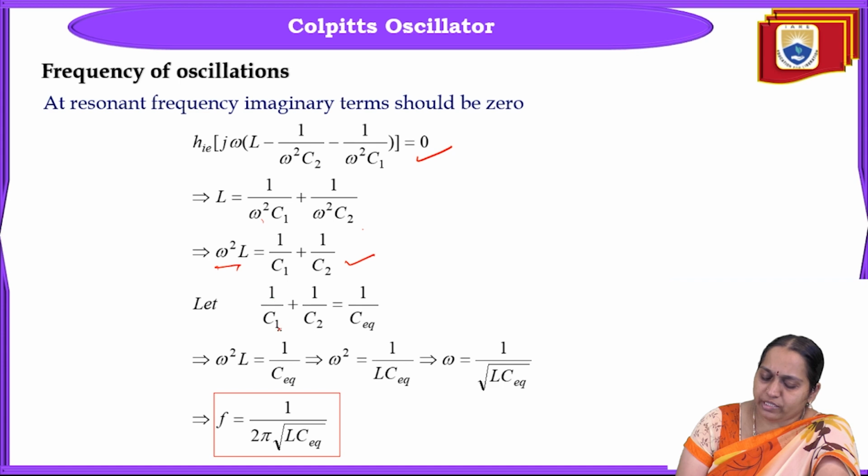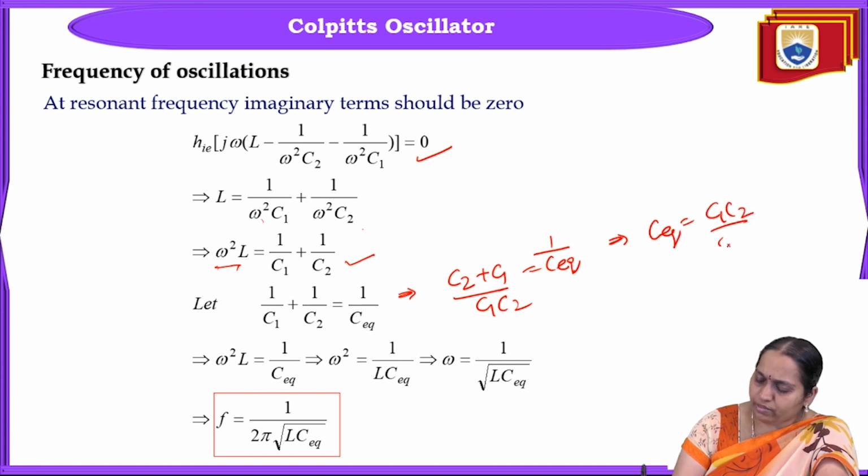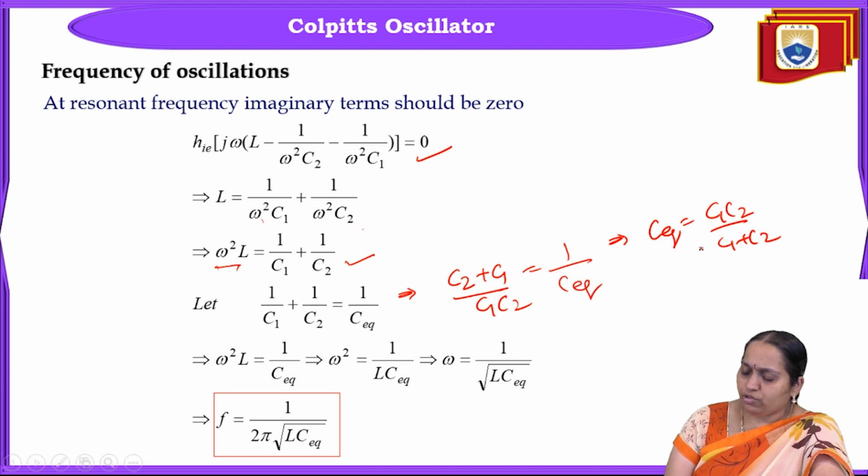If you let 1/C1 + 1/C2 = 1/C equivalent, then (C2 + C1)/(C1 C2) = 1/C equivalent. So simply you can say C equivalent = C1 C2/(C1 + C2). So C equivalent is equal to C1 C2 by C1 plus C2.